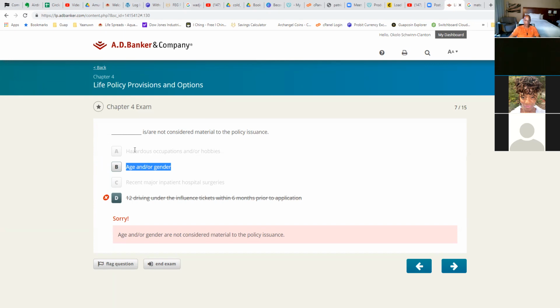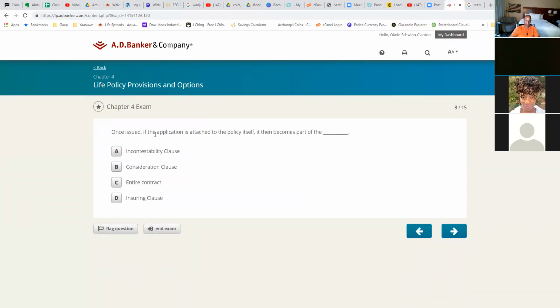But these other things, if someone has a hazardous occupation, if someone has recent inpatient hospitalizations, or if someone has 12 driving under the influence tickets within 6 months, they will almost certainly be either rated or declined life insurance. Age or gender is not going to be material to the policy. So that's the key word, material. If I would write a little note on that, I would go back and read the chapter that talks about that, so that I could get a better understanding of what material is.